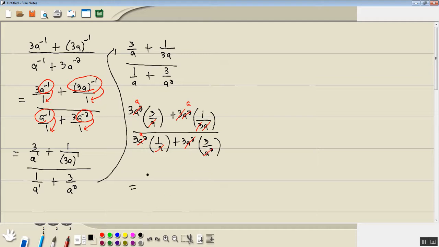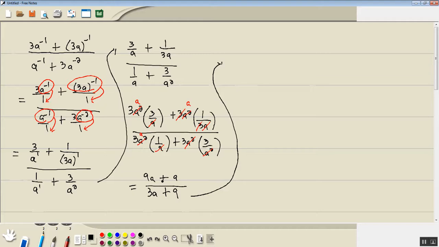3 times 3 is 9, so we got 9a. Plus, what do I have left here? Just a times 1, which is a. Down here I got 3a times 1, which is 3a. And here I got, what, 3 times 3, which is 9. Let me double check that. 9a plus a, 3a plus 9.